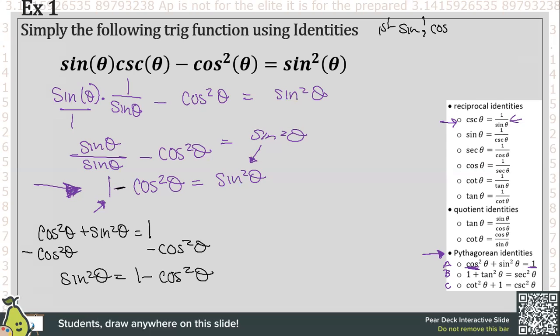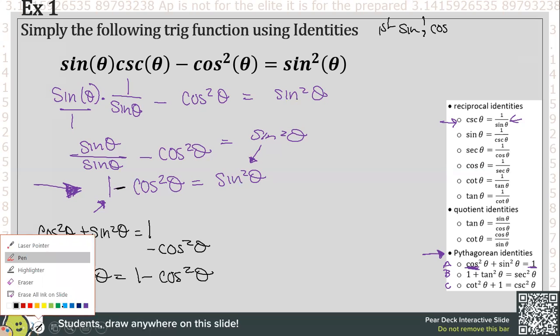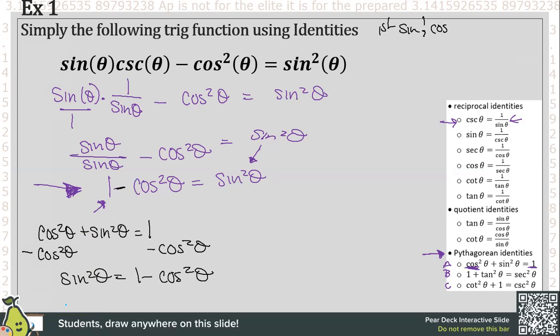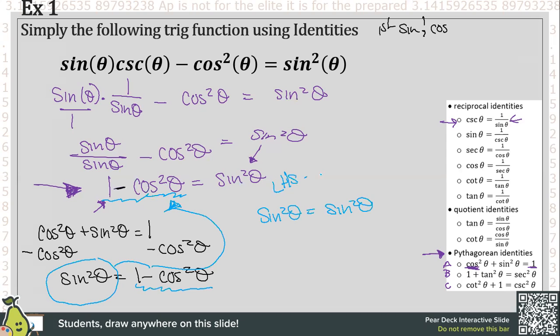Okay, so this is what I want you to know. I want you to see that this right here, sine squared theta, is equal to this right here, 1 minus cosine squared theta. And look, we have that right here, 1 minus cosine squared. So therefore, I can swap what it equals to, because it's equal to this, and it's also equal to this. And we can see that sine squared theta is equal to sine squared theta. So indeed, this is true. The left-hand side is equal to the right-hand side.